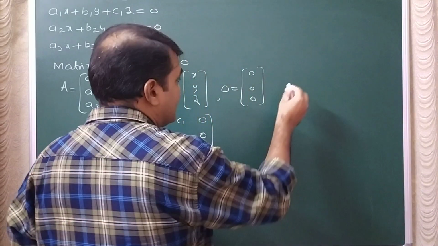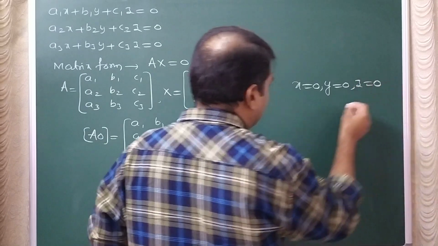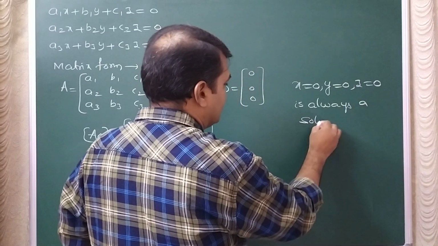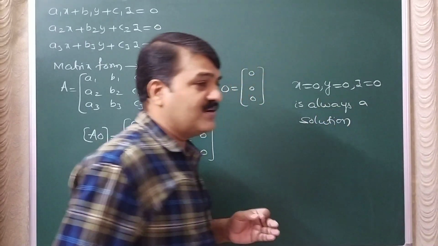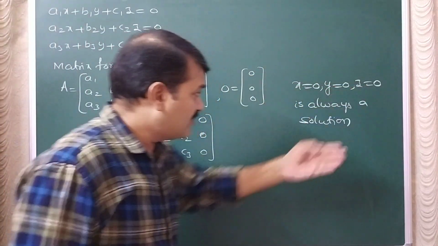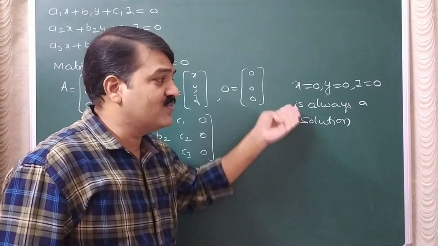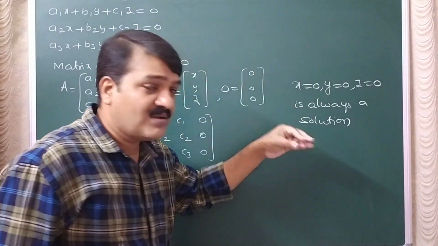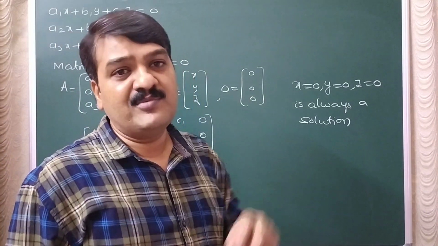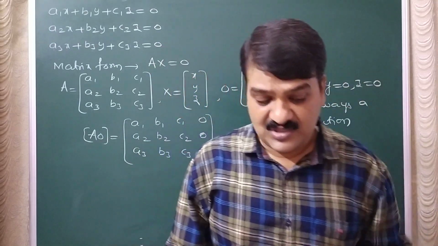Why? Because x = 0, y = 0, z = 0 is always a solution for a homogeneous set of equations. You can clearly observe that x = 0, y = 0, z = 0 satisfies all these equations. So this is always a solution, and there is no question of the system having no solution. Therefore in a homogeneous system only two types of solutions are possible, unique and infinite solutions.